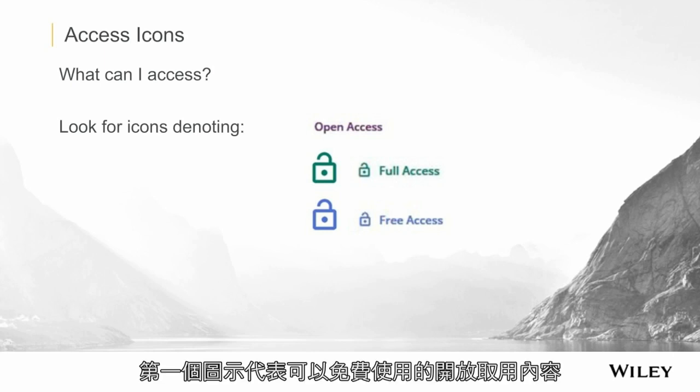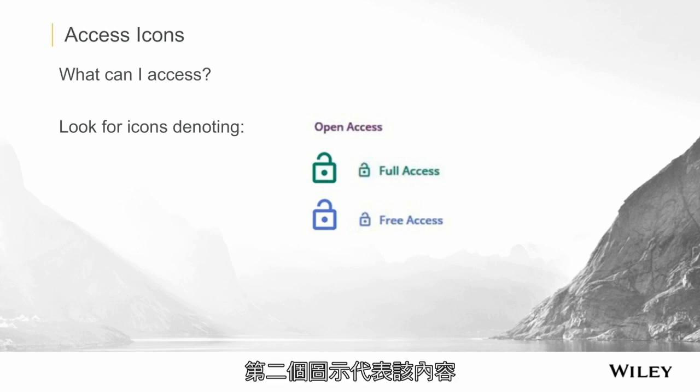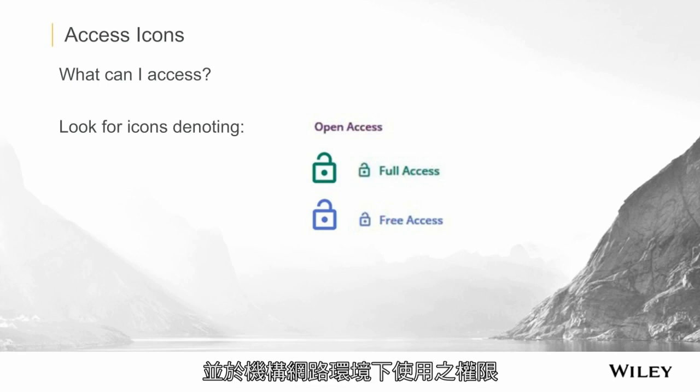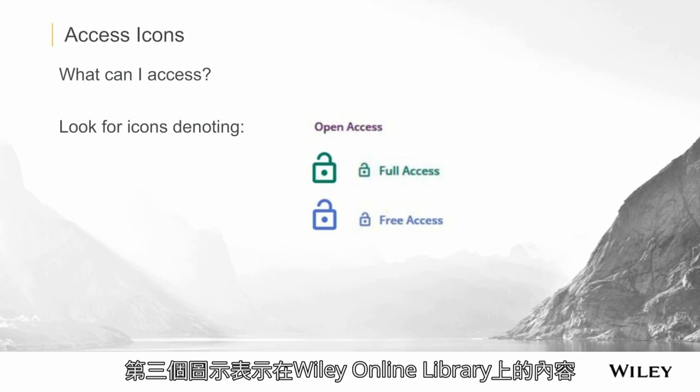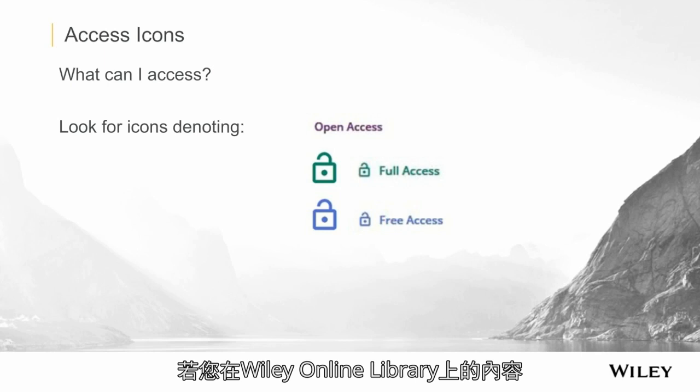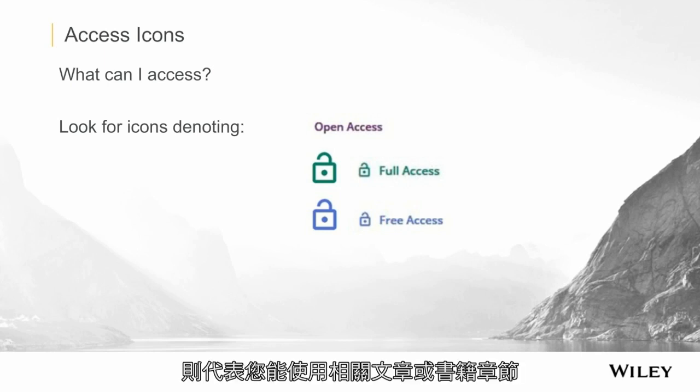The first icon denotes open access content, which is freely accessible. The second icon denotes access to content which your institution or organisation has purchased access to for users and researchers at that institution. The third icon denotes content on Wiley Online Library that has been made freely available by the editorial team for the journal or book that the article or chapter came from. If you see these icons next to content links on Wiley Online Library, you should be able to access the relevant article or book chapter.